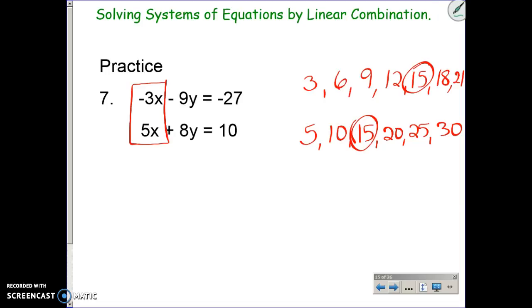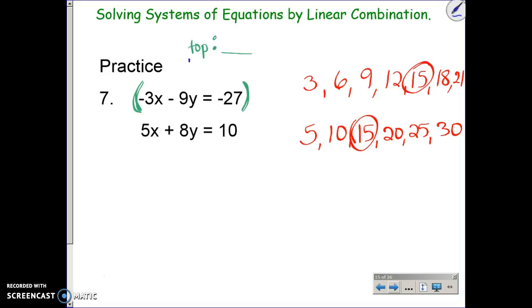Okay? So that means I'm going to have to do a little bit of work to both of them. That's what makes this one a little bit more work than the others. Okay? So off to the side, it's going to ask you the question. I want you to tell me, what do I need to multiply the top equation by? So put the word top, colon, and then your answer. What do I have to multiply the top equation by to get to -15?